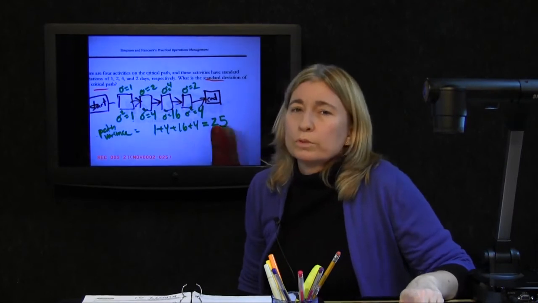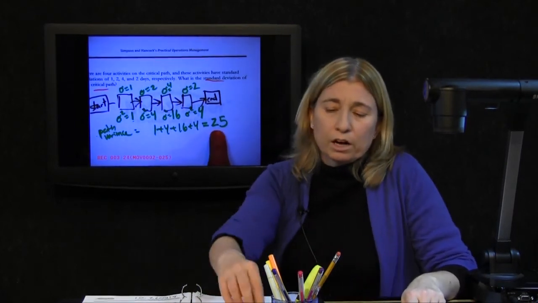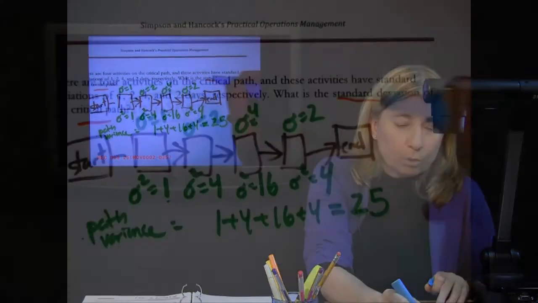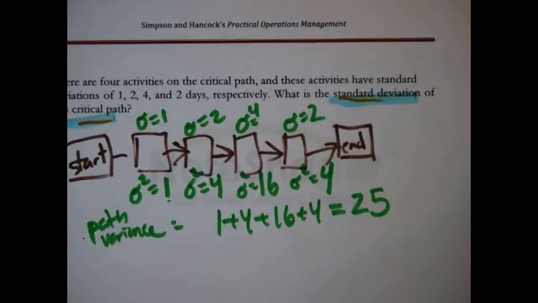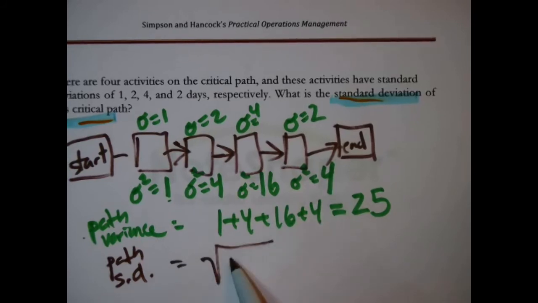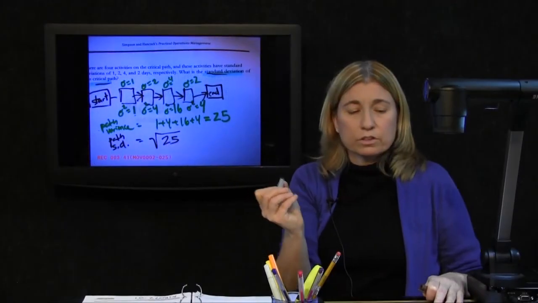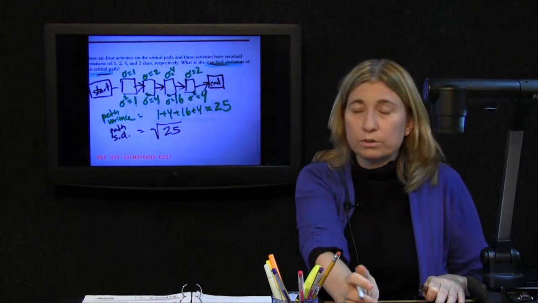No, that's not the answer, not yet, because the question did ask, what's the standard deviation? In the standard deviation, we have the variance in the path. The path standard deviation is then just the square root of that. The standard deviation is the square root of the variance.